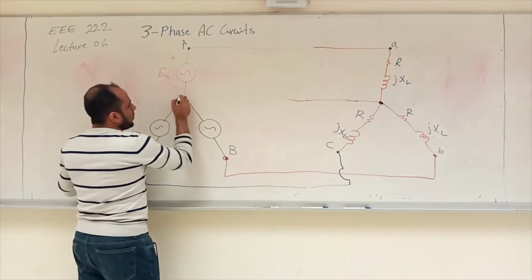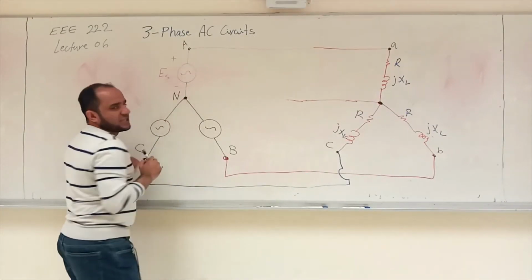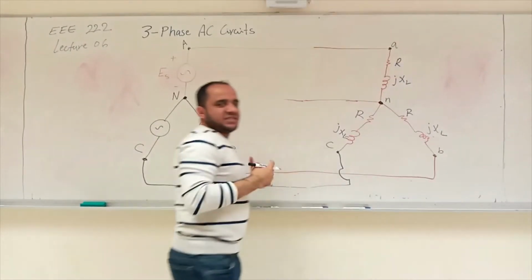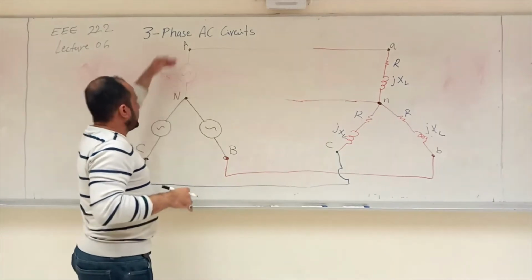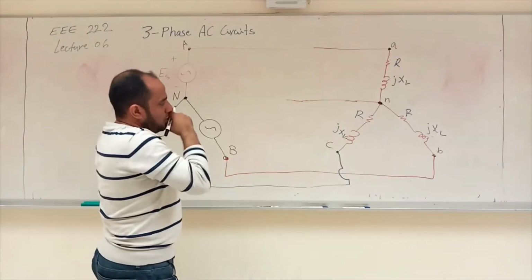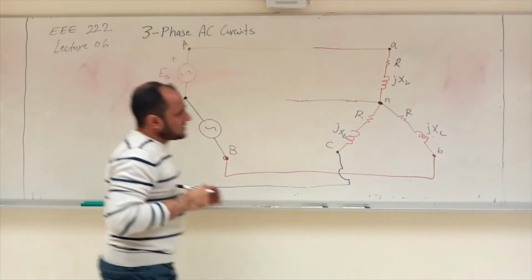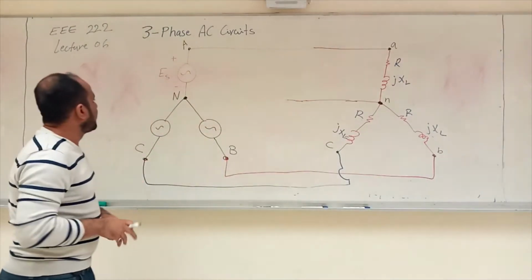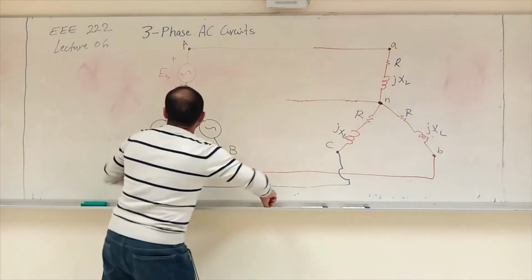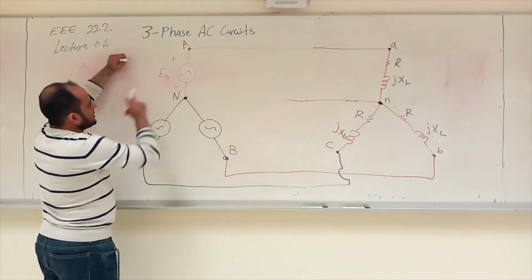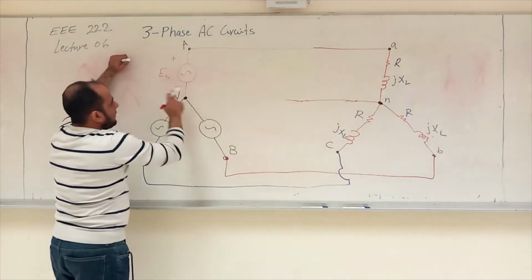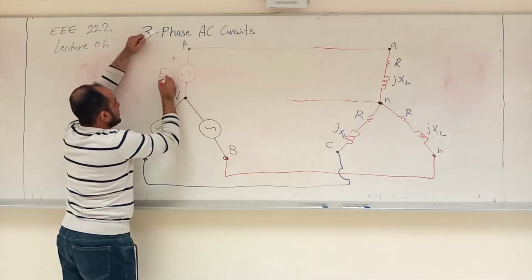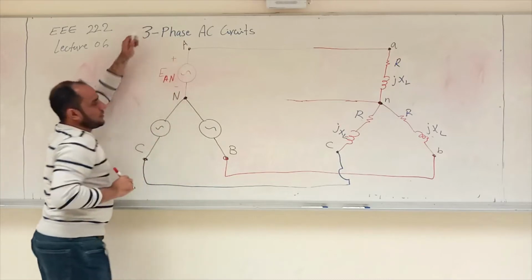I'm going to call this point here capital N, which is the neutral, and this one small n. This is just a convention that on the source side we use capital letters and on the load side we use small letters. So now I will have to change the names according to the letters here. The voltage from here to here is going to be E capital AN.